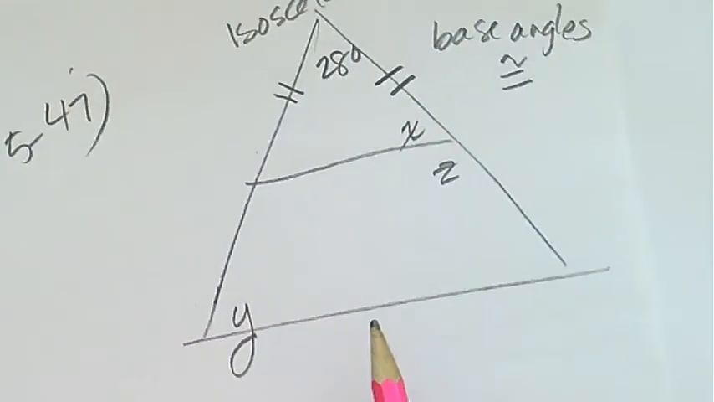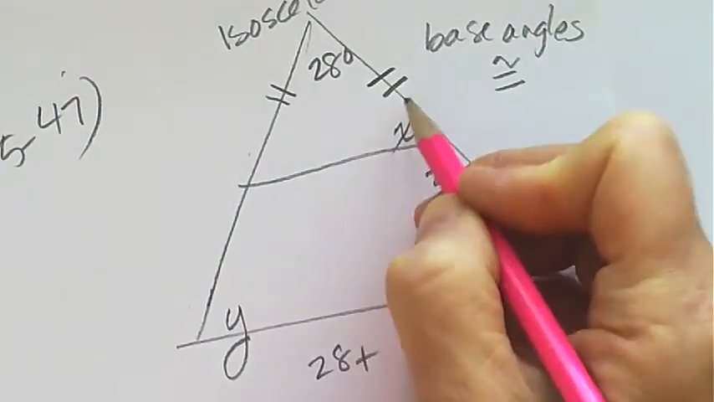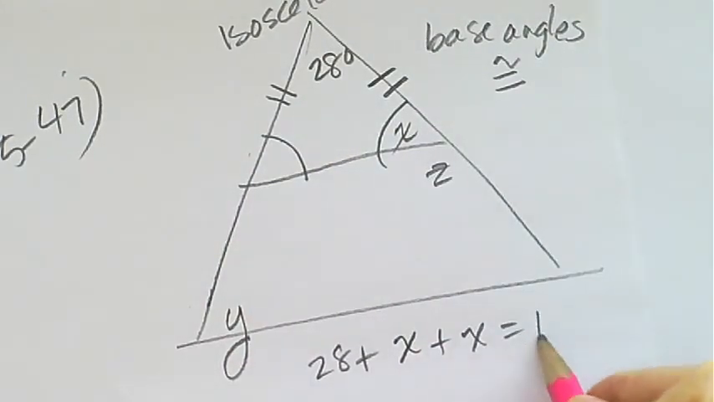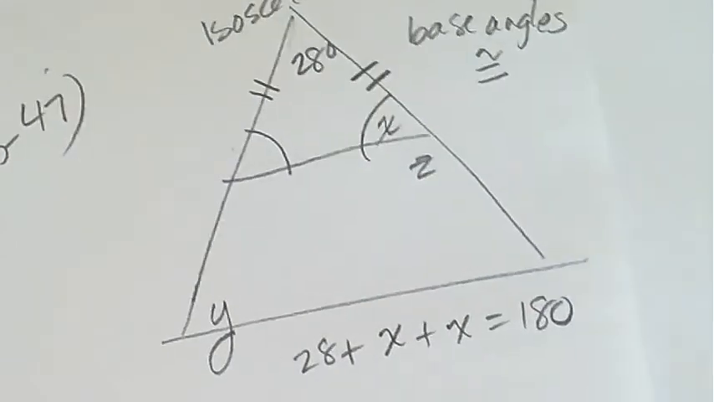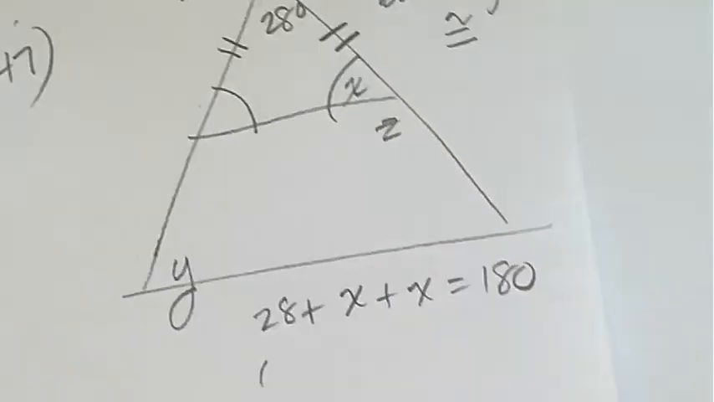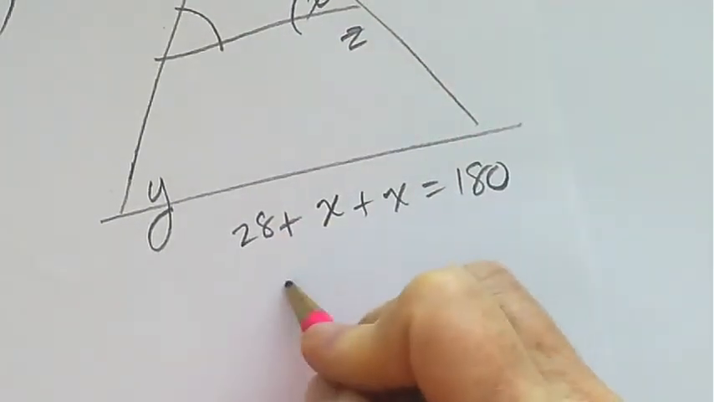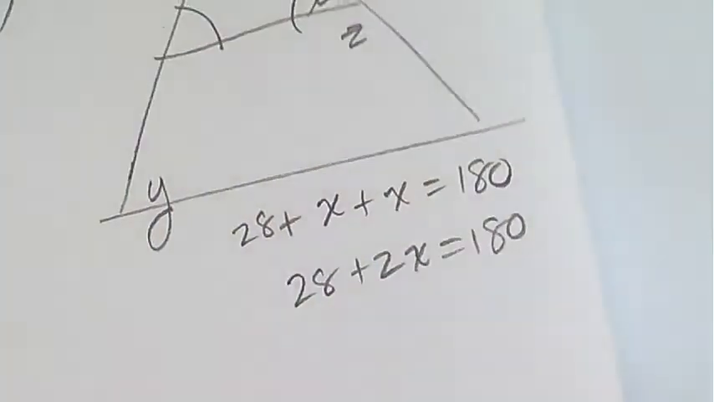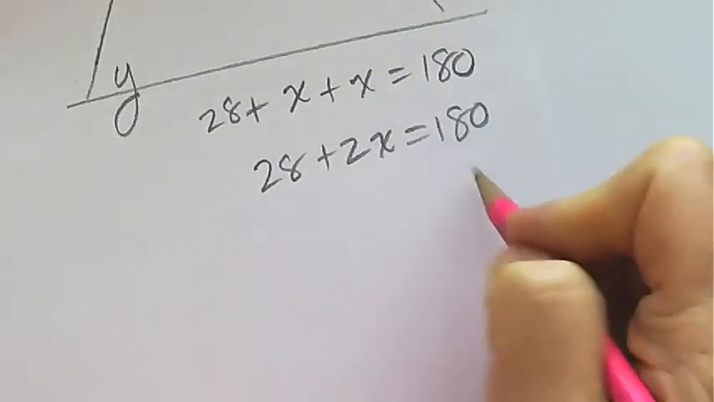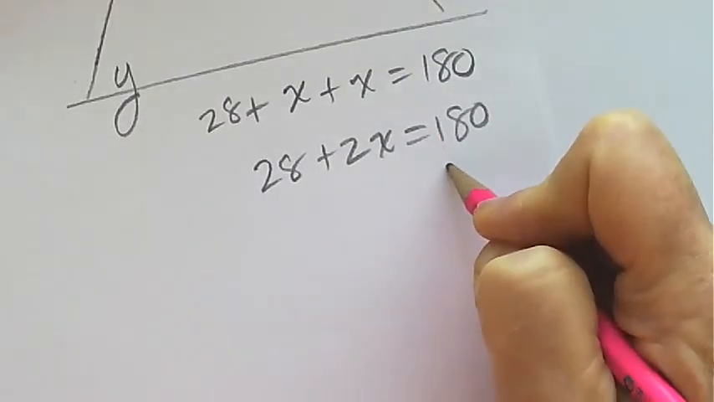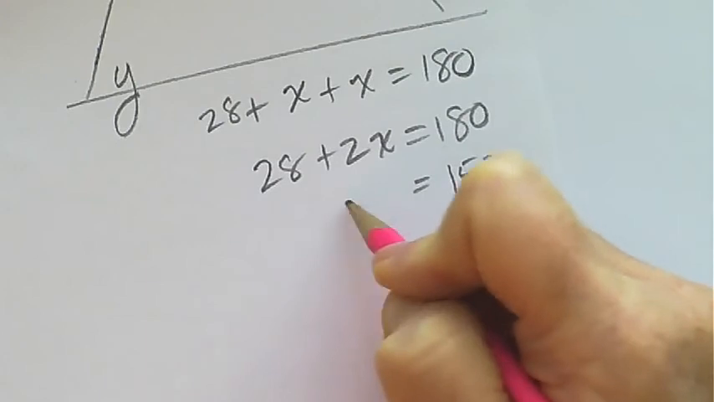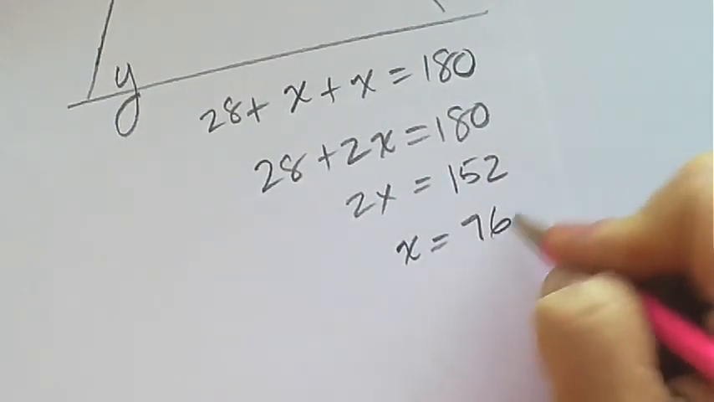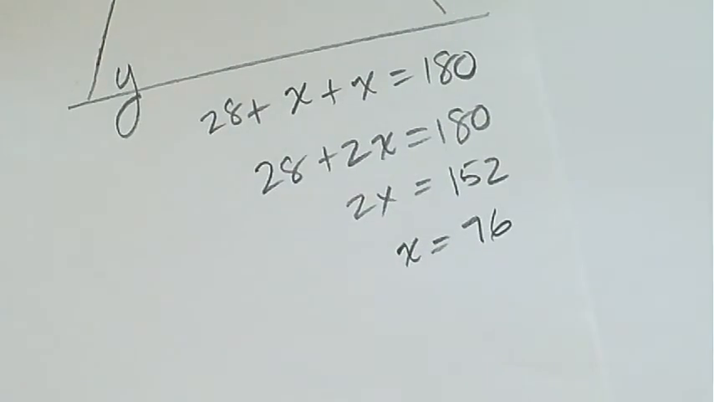So I'm going to say 28 plus, I know these are going to be the same, plus x equals 180. All the angles in a triangle sum to 180. So that's going to give me 28 plus 2x equals 180. We'll solve for x, subtract 28 from both sides. Let's see, 160, 152, and then divide by 2. Okay, so x is 76.